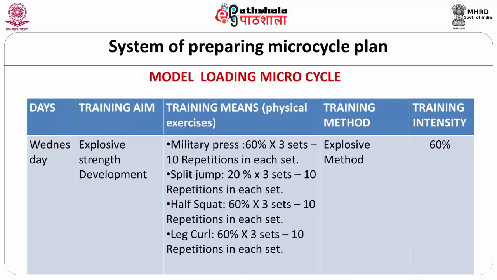On Wednesday, explosive strength development. We prefer weight training exercises. The exercise names are as follows: military press 60%, 3 sets, 10 repetitions in each. Split jump 20%, 3 sets, 10 repetitions in each. Half squat 60%, 3 sets, 10 repetitions in each. Leg curl 60%, 3 sets, 10 repetitions in each. And all these exercises are done using explosive method, and the intensity level is 60%.